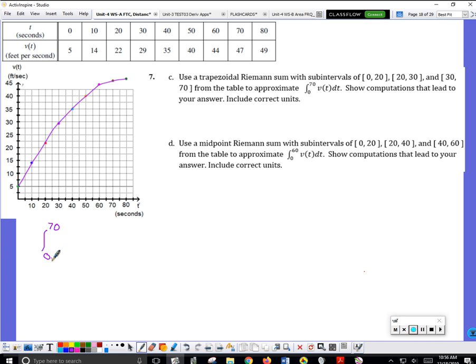I've seen people do this: they write an integral sign and then they write equal. That's like writing plus, equal. It doesn't mean anything. You can't just do that, it makes no sense. So, we are integrating v of t dt.